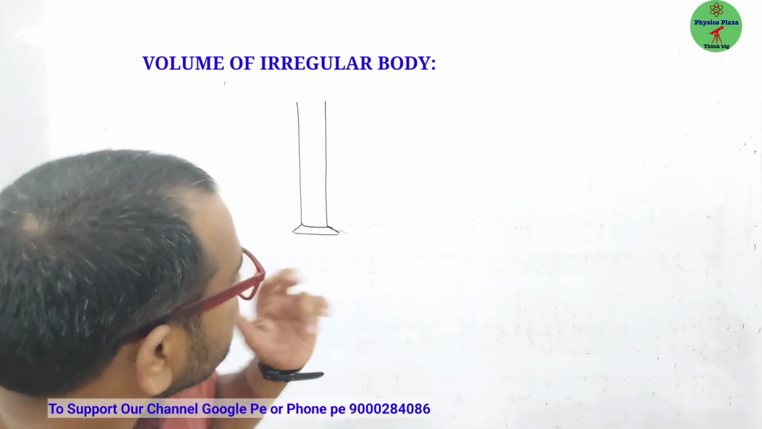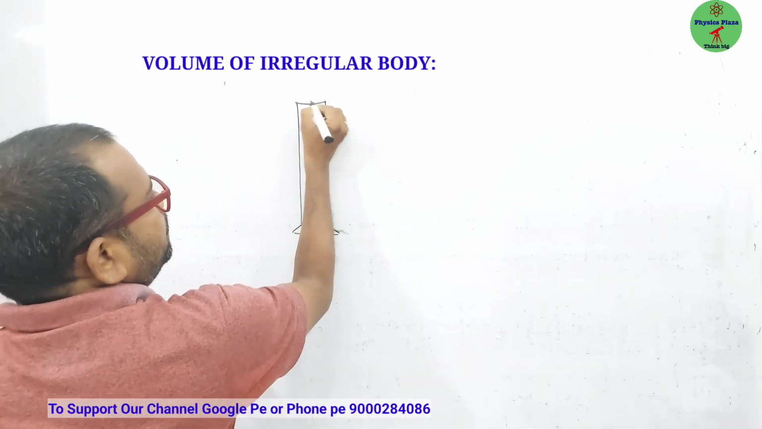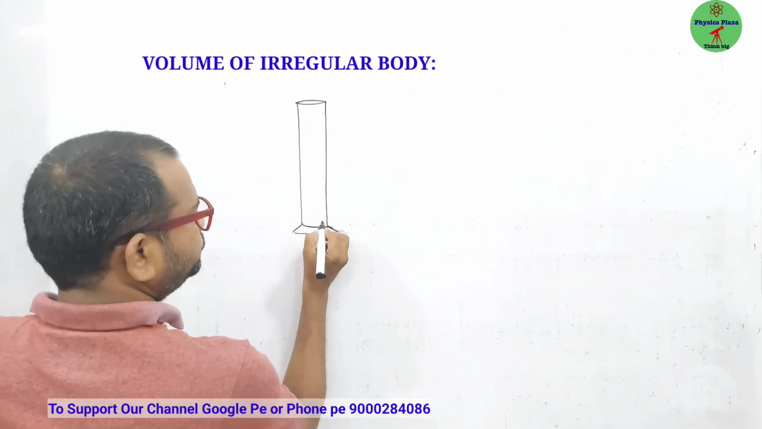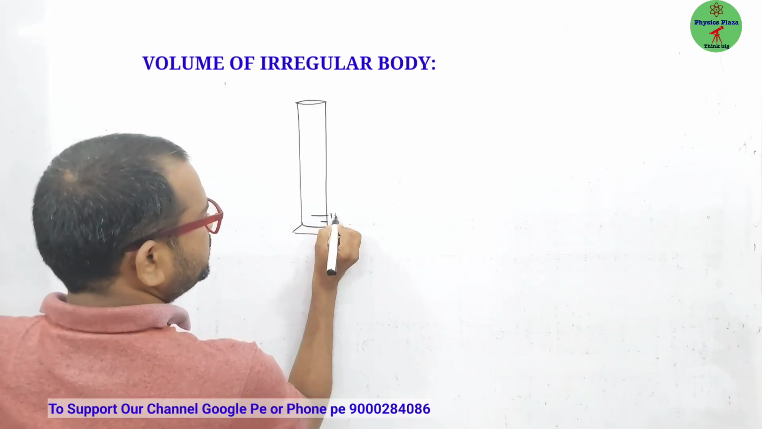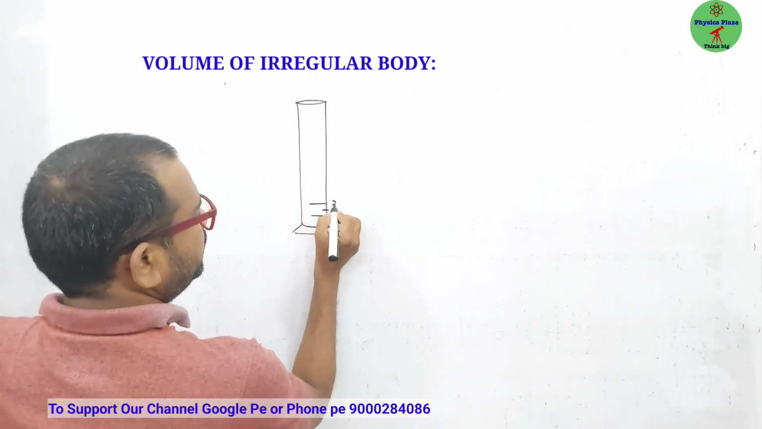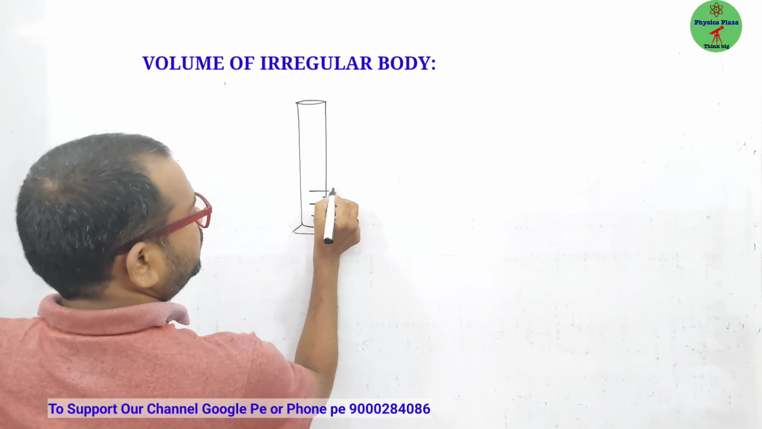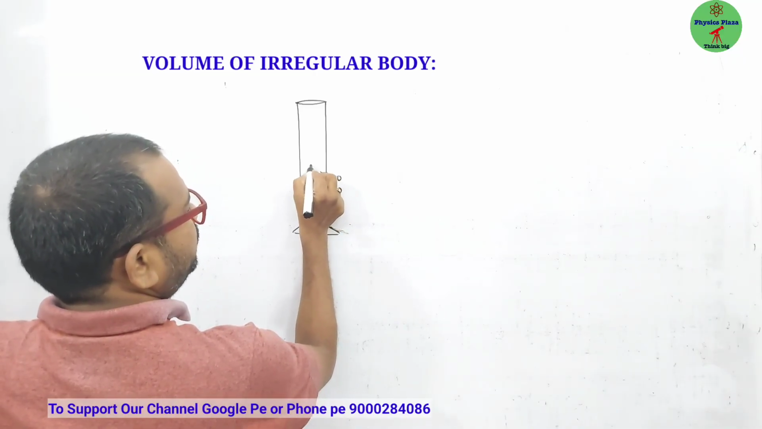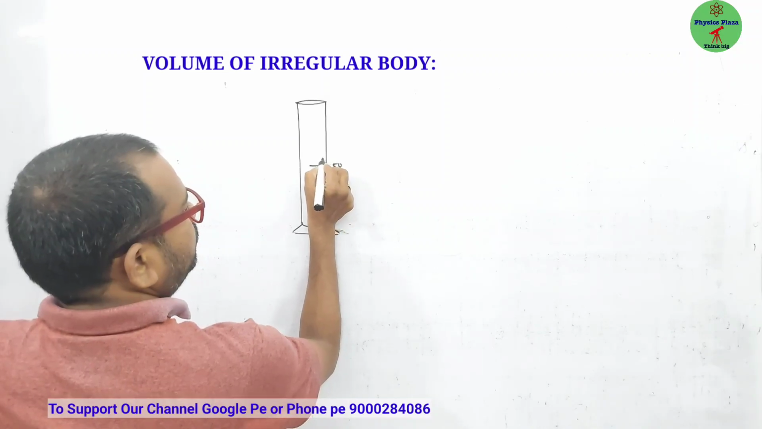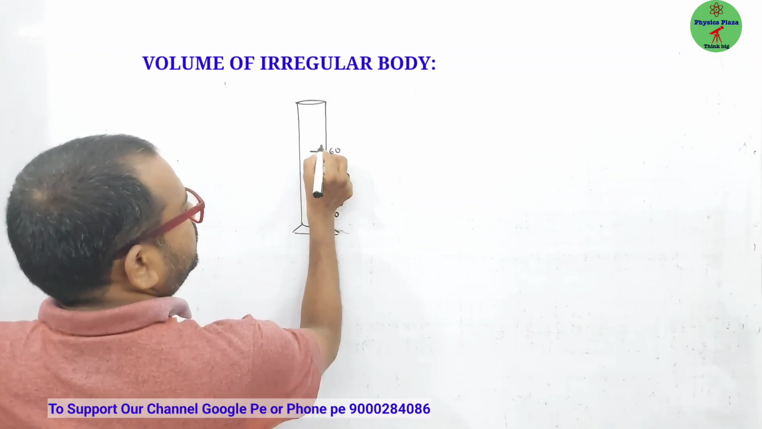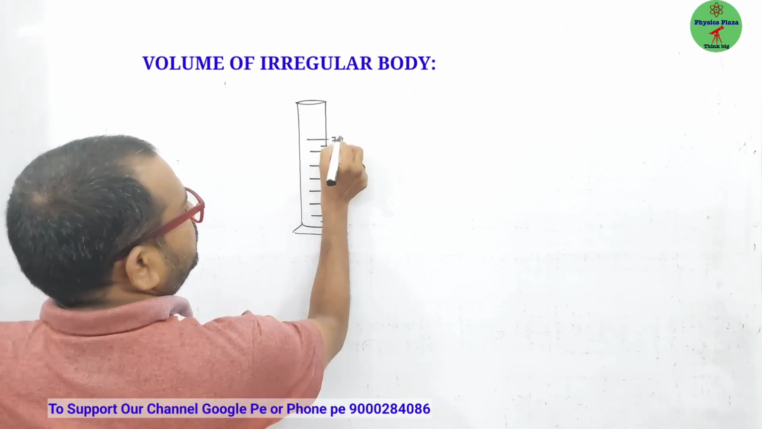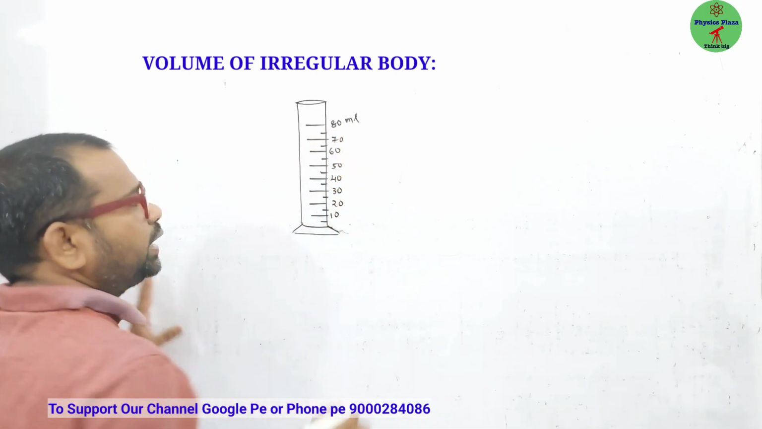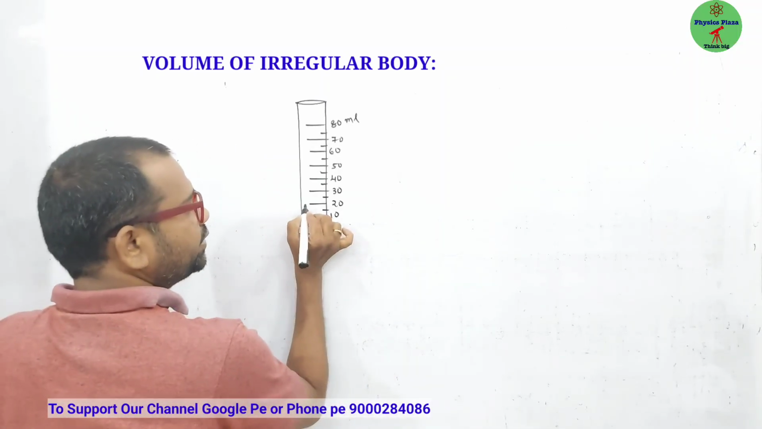Okay, fine, get back. So let us say this is a measuring cylinder. I'm taking rough, random, arbitrary values. Let us say this is 5, this is 10, then 15, 20, 25, 30, 35, 40, 45, 50, 55, 60, 65, 70, 75, 80. Let us say its capacity is 80 ml. 80 ml, children. So initially I have taken water till here.